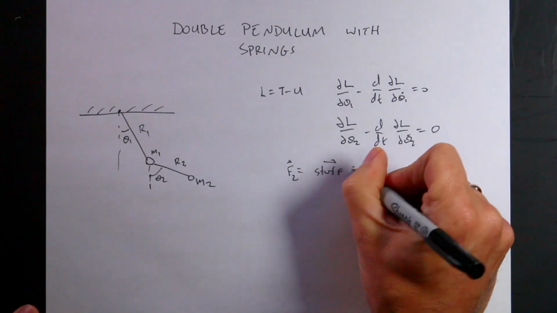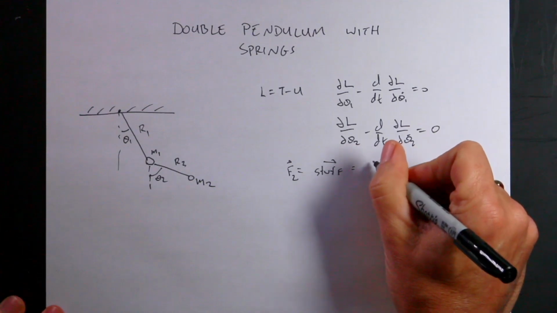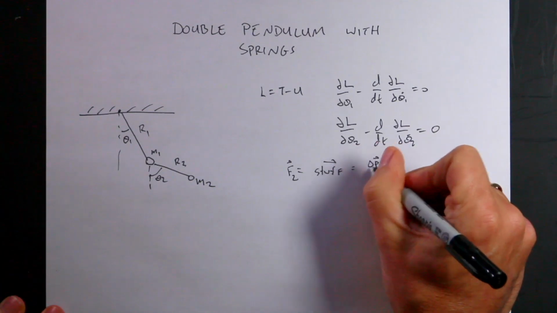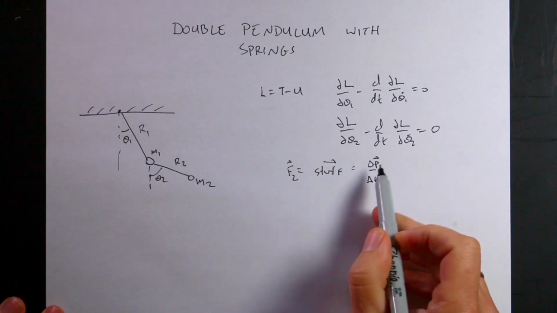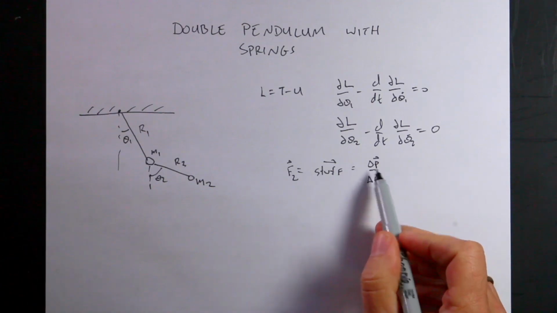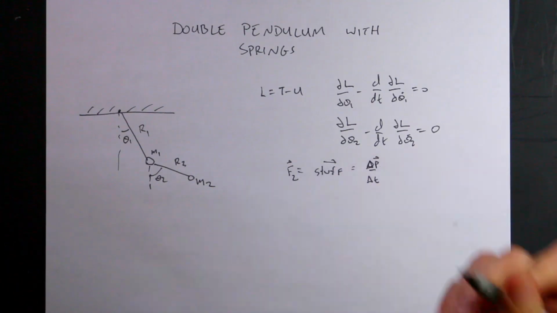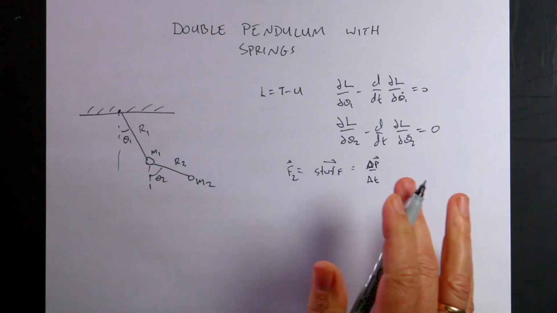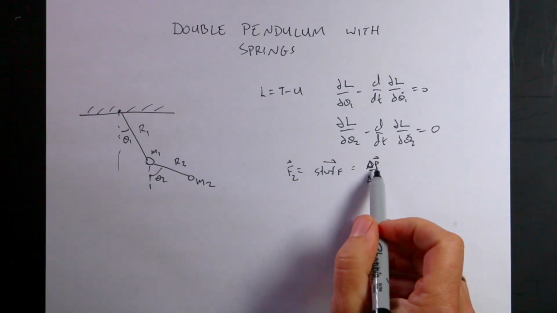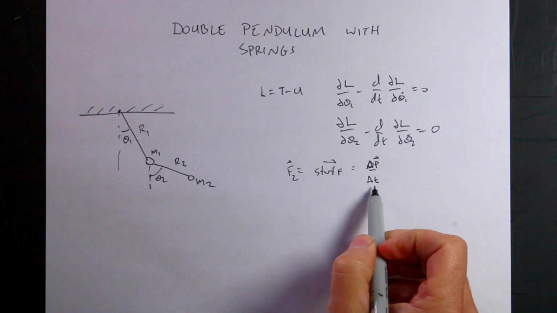Then I can say that's equal to, according to the momentum principle, delta P over delta T. So over some short time interval, this is going to be the change in momentum. You could also say acceleration, but mass times acceleration doesn't really matter. You could use velocity, but I'm going to use momentum. Change in momentum over the change in time.